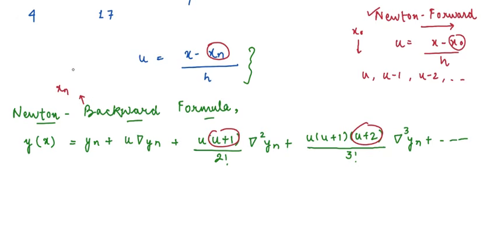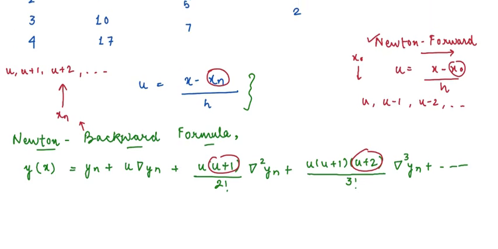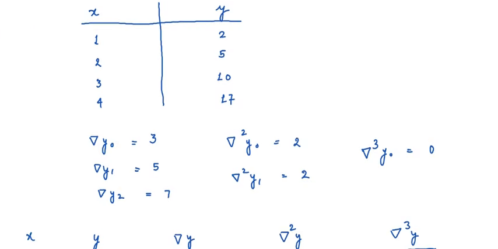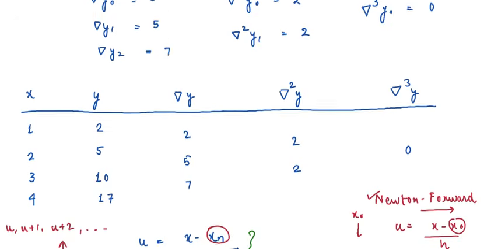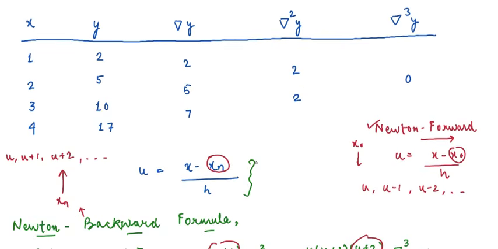Therefore, the factors become u, u plus 1, u plus 2, and so on. So don't try to memorize these formulas separately without understanding the starting points. Just remember this: if it is forward, then we start with x naught, and hence u equals x minus x naught divided by h, and the terms are u, u minus 1, and u minus 2. And if it is backward, then we start with xn, hence u equals x minus xn divided by h, and the terms are u, u plus 1, u plus 2, and so on.